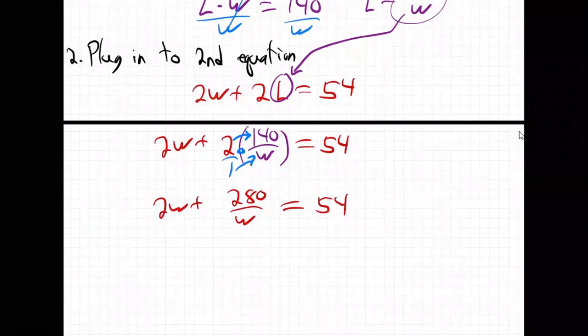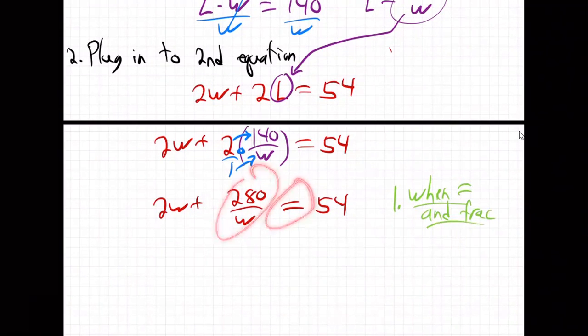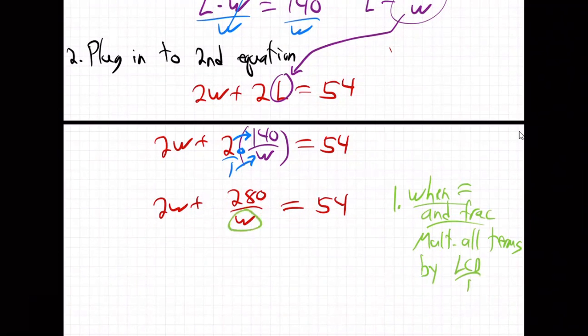Okay, now we get to here. What are we going to do to solve for this? What do you do when you have fractions? This is important, because if you're going higher in math and science, this is going to come up a lot. When you have an equal sign and a fraction, that's what we have, we multiply all the terms by the LCD over 1, which in this case is just the W. It's the only thing under the denominator.